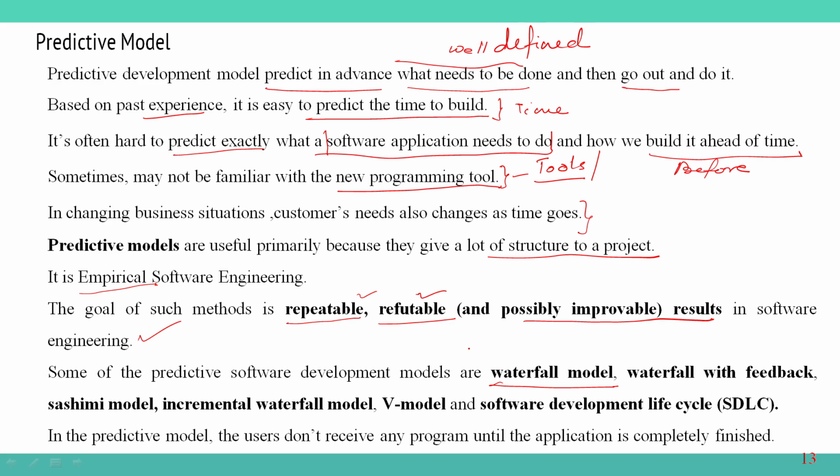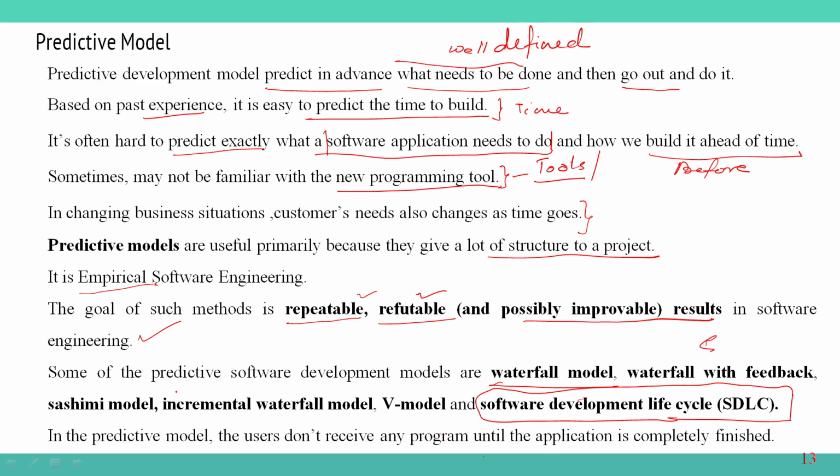And finally, it goes into what? It goes into deployment. The models are waterfall, waterfall with feedback, Shashmi model, incremental waterfall, V model, and finally we have something called SDLC. So SDLC is a variant of waterfall model. Then Shashmi is a model.